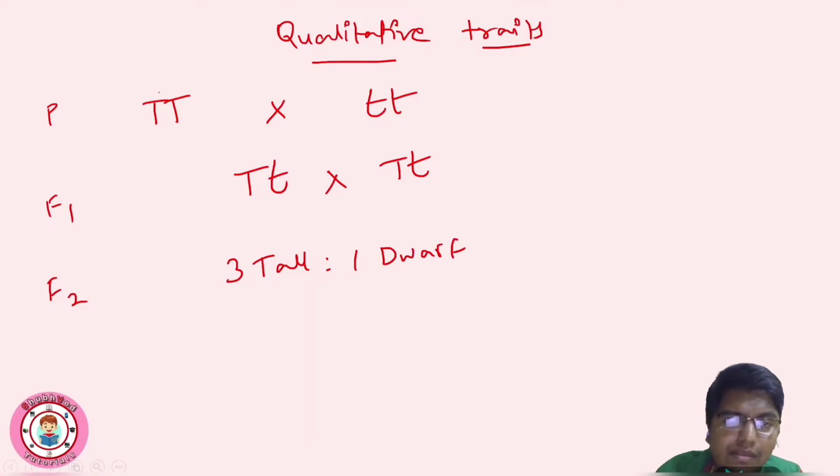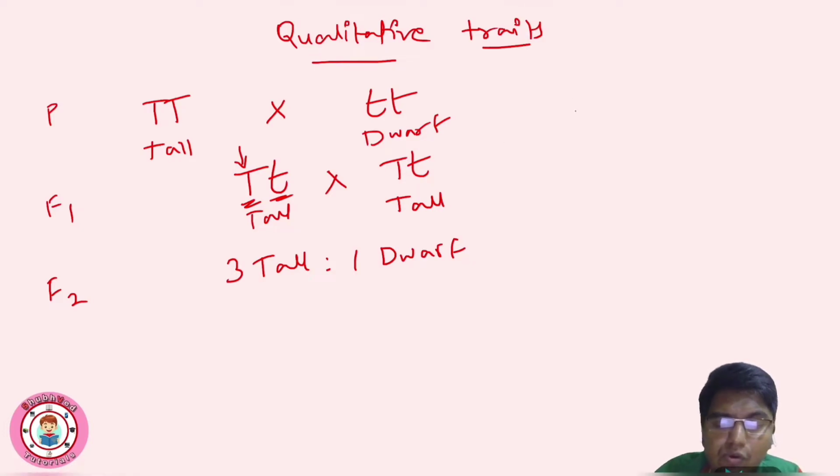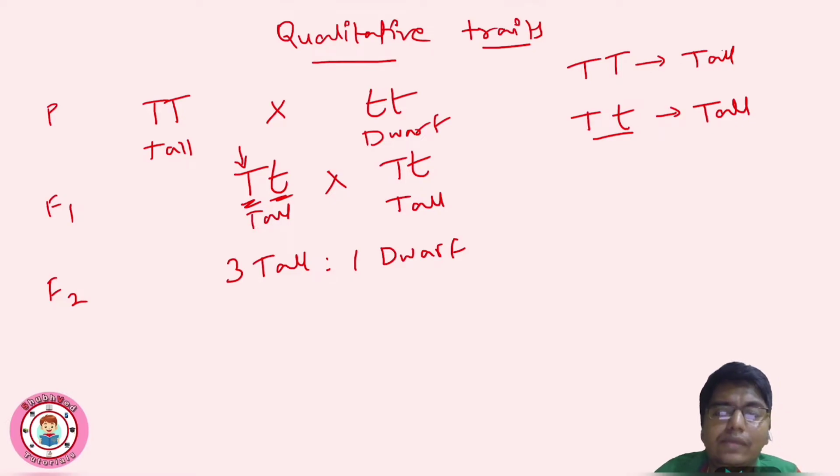In the F1 this is tall and this is dwarf. So all F1s are tall because of the dominant gene, capital T. These are tall. But in quantitative traits these things do not matter. In this qualitative case, these two homozygous are tall, and this heterozygous is also tall due to the dominant allele. Now we will see quantitative traits with an example.